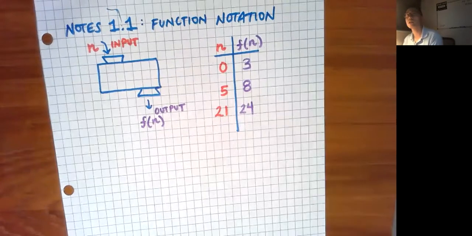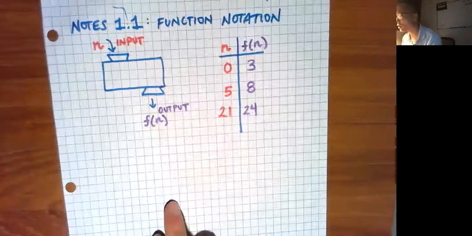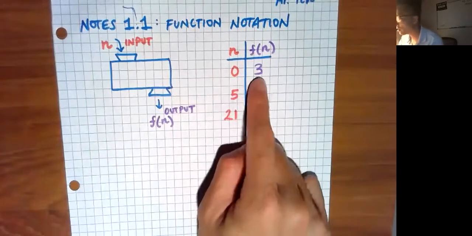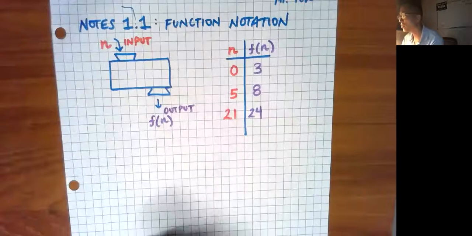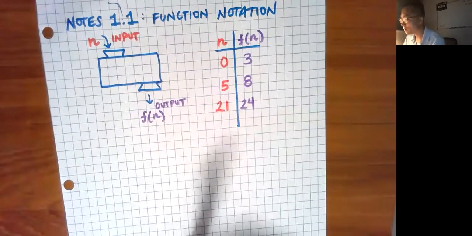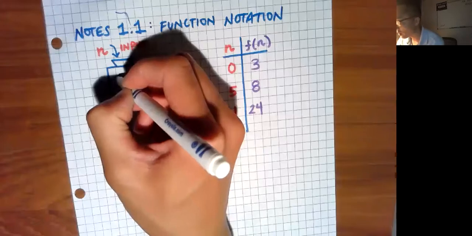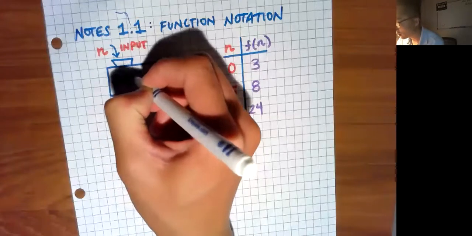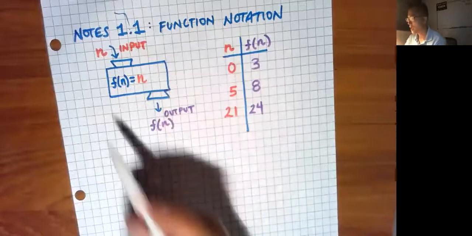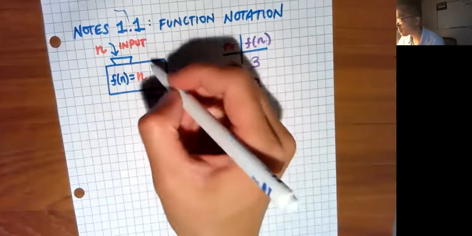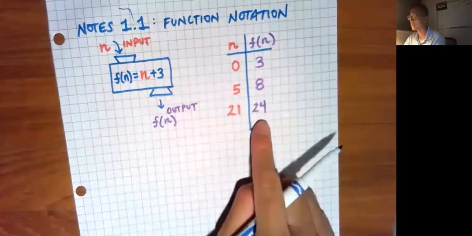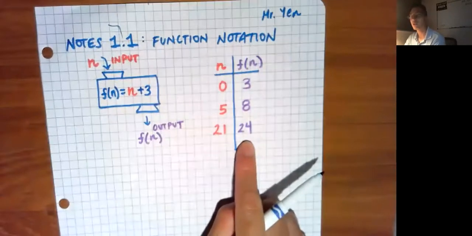All right, so now you might be thinking to yourself, what is happening inside this function machine? Well, it looks like whatever comes in, whatever comes out is 3 more than that. So what math operation is that? We're adding 3. That means what this function is, we can say f of n is equal to whatever the input is, n is whatever we put in, plus 3, and that's how we get to the output here. Right? So this is our function.